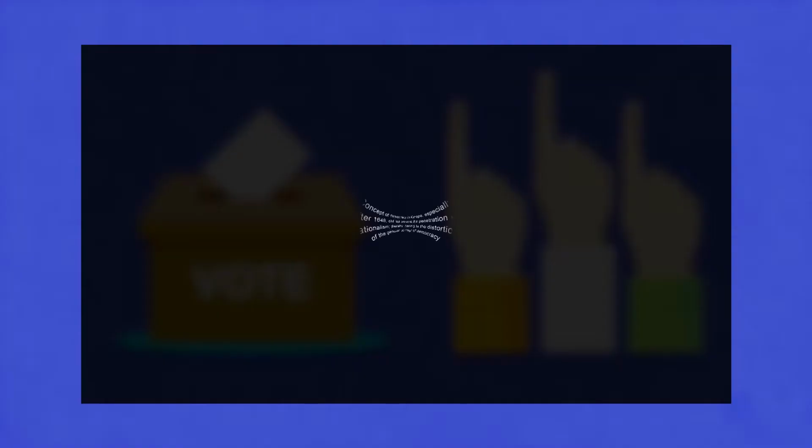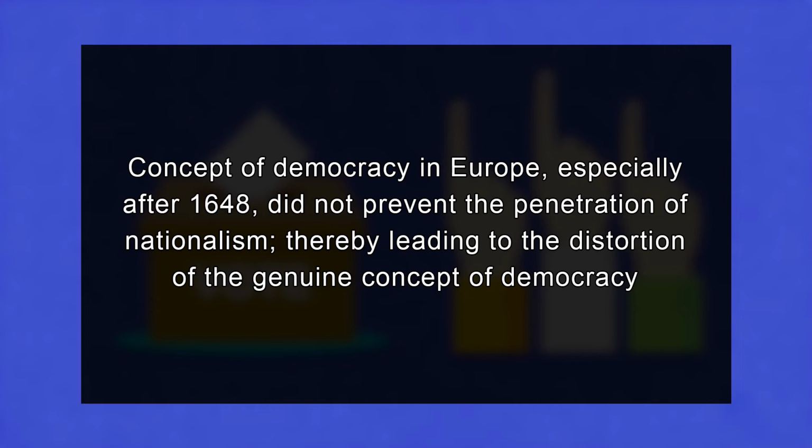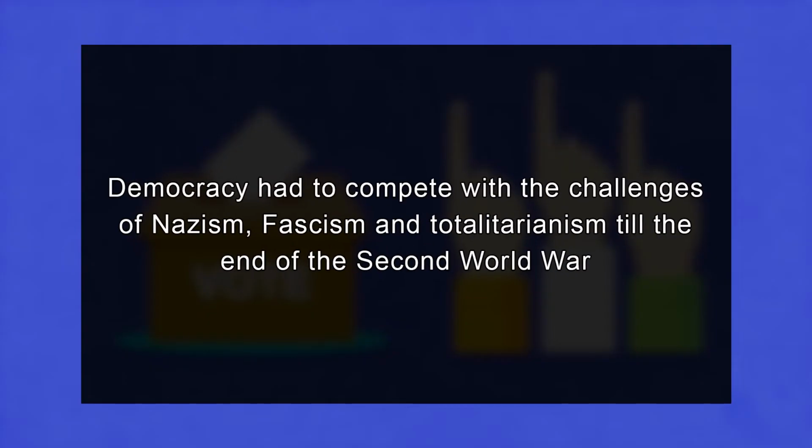Despite such a sparkling entry in the world's government system, the concept of democracy in Europe, especially after 1648, did not prevent the penetration of nationalism, thereby leading to the distortion of the genuine concept of democracy. Therefore, until the mid-20th century, democracy did not have smooth sailing, partly because democracy had to compete with challenges of Nazism, fascism and totalitarianism till the end of Second World War. Eventually, after 1945, the norms of democracy became more famous and spread across the world.